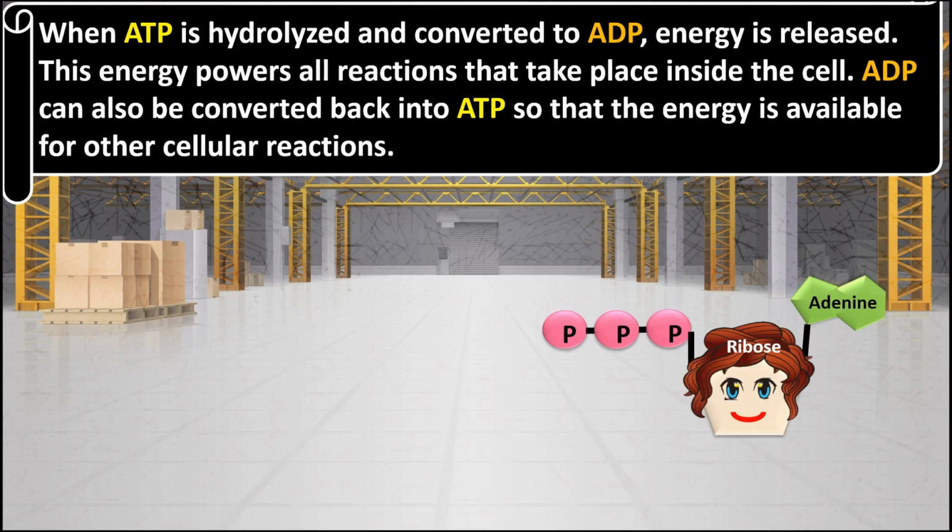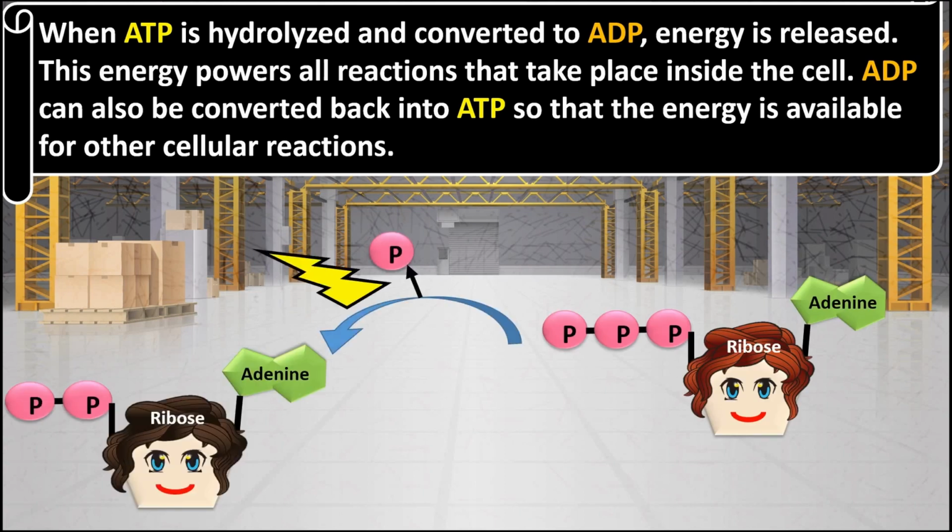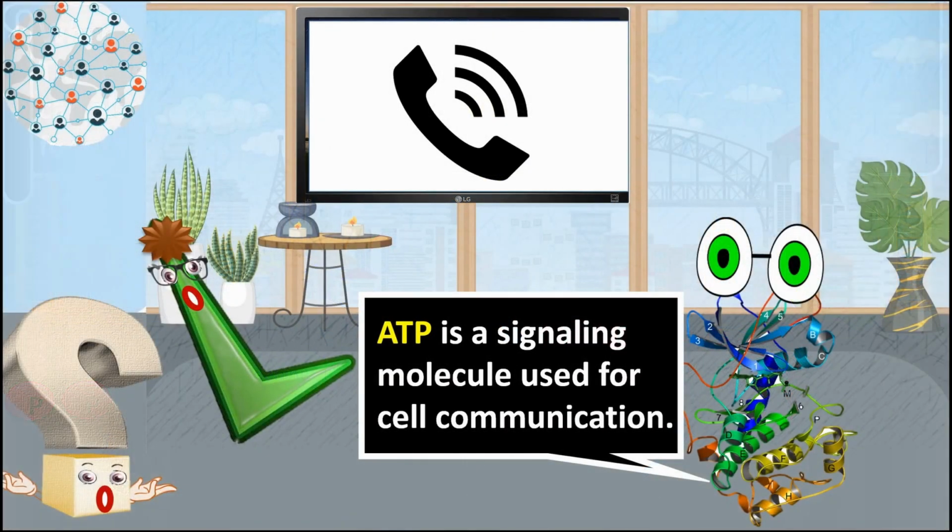When ATP is hydrolyzed and converted to ADP, energy is released. This energy powers all reactions that take place inside the cell. ADP can also be converted back into ATP so that the energy is available for other cellular reactions. ATP is a signaling molecule used for cell communication.